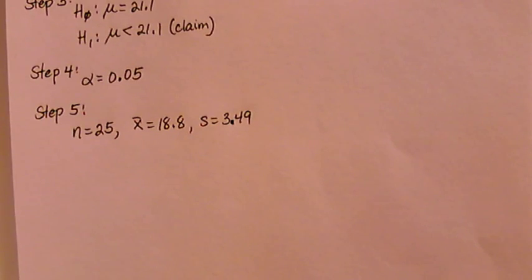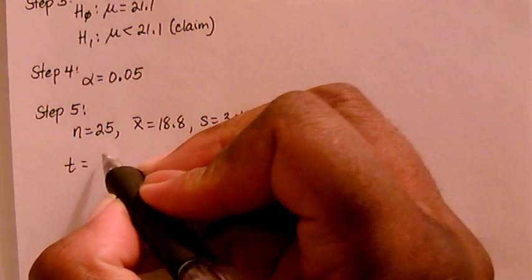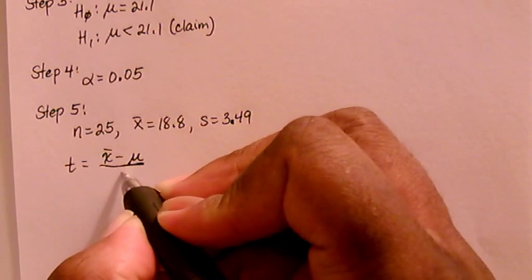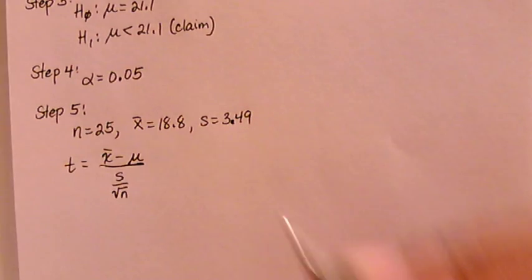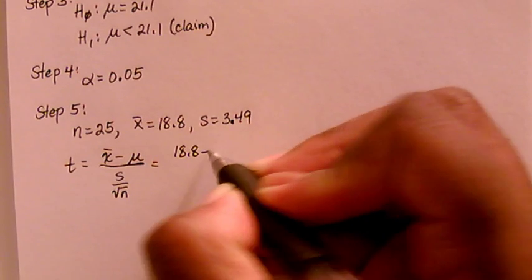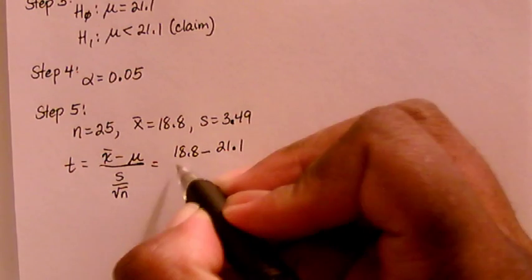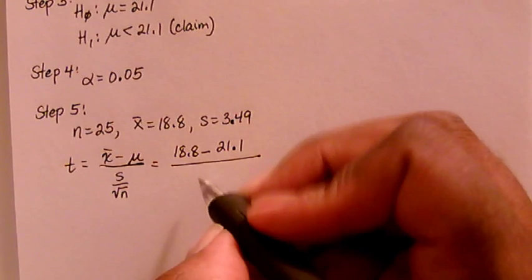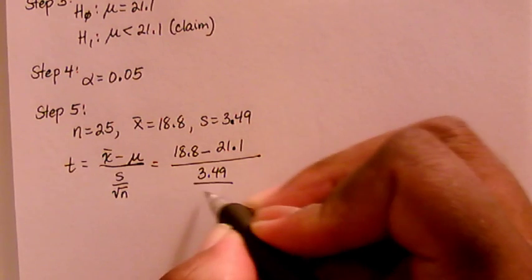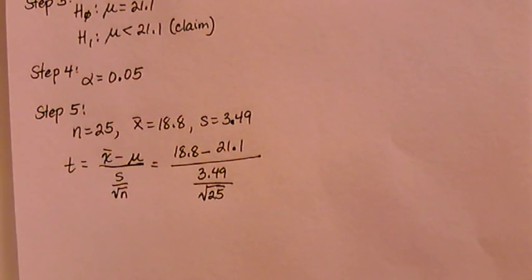Okay. So now we can apply it, use our test statistic, which is t equals X bar minus mu, all that divided by S over the square root of n. Your X bar is 18.8 minus mu from your null hypothesis, which is 21.1. All that is divided by 3.49 over the square root of 25.